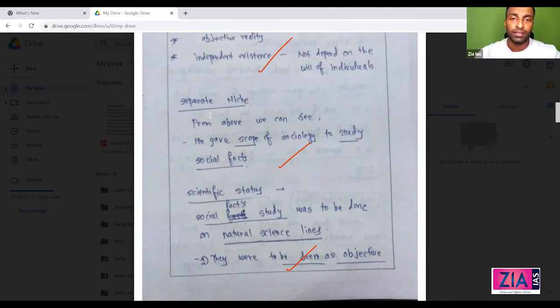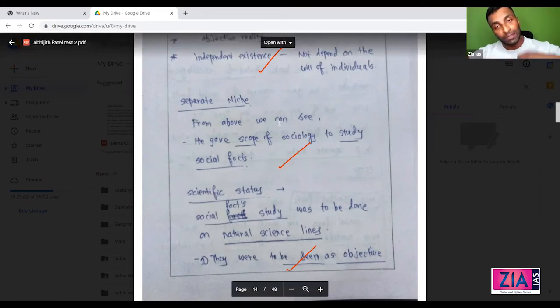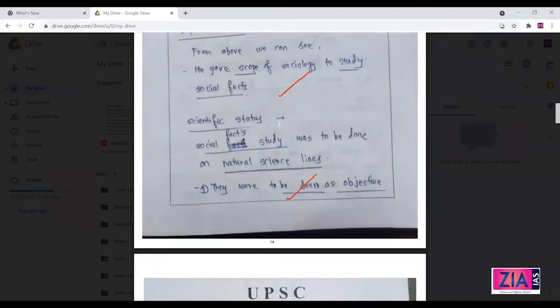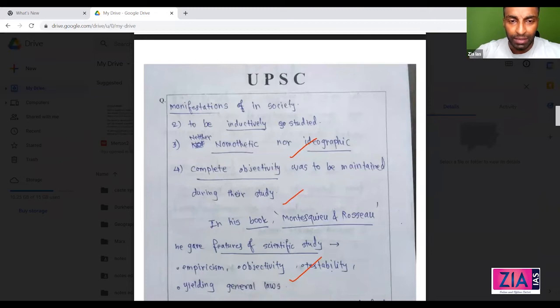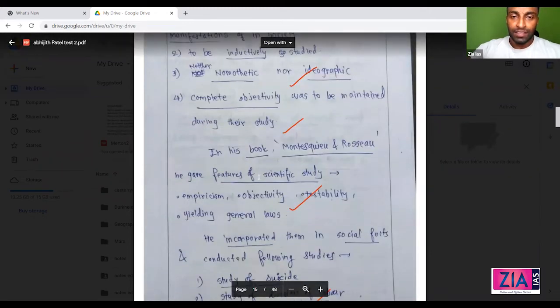Why have you missed all these things? How is someone going to give you marks without that? That is what you mean by the separate niche. When you write this one line, you have exposed yourself and you've gone here. Yes, sir. Yeah, the manifestation is coming here, but this is not enough, Abhijith. This is not enough.